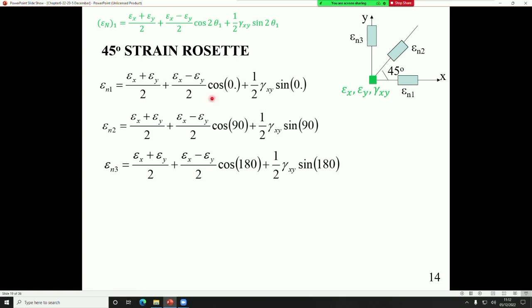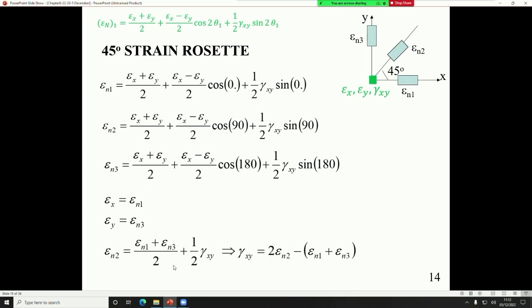So the first one gives us epsilon n1, which is epsilon x. Sorry, epsilon x is equal to epsilon n1. Epsilon y is equal to epsilon n3, this one. And epsilon n2 is a summation of these two divided by 2 plus half of the gamma xy. And if I rearrange this equation, I end up with this relation here.